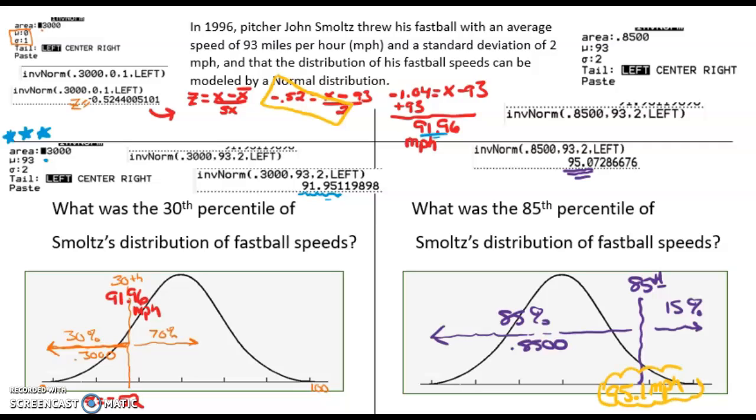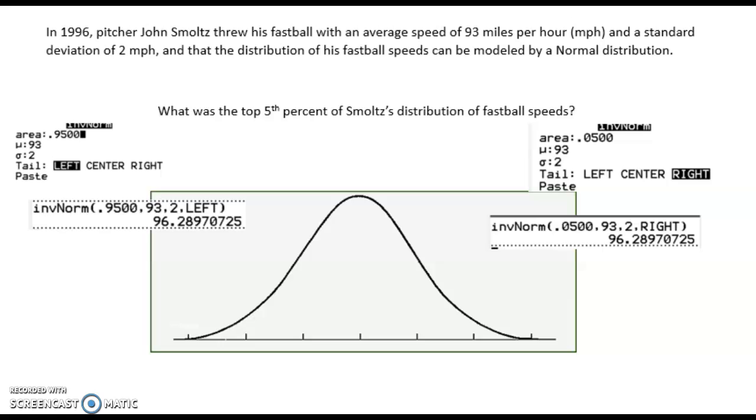Okay, and that's it. Didn't have to find a z-score or anything. All right, so that page is good, and we're already at 10 minutes. I better speed this up. All right, here we go.